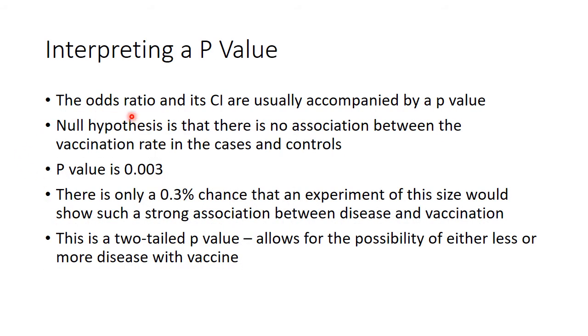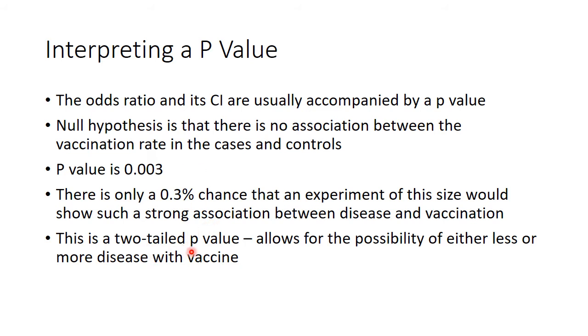So again, the odds ratio and its confidence interval is usually going to be accompanied by a p-value. Again, the null hypothesis in this situation would be that there would be no association between getting vaccinated and the cases of cholera or not, right? So there should be no difference between those groups. And so here we found a p-value of 0.003, which means there's only a 0.3% chance that an experiment of that size would show such a strong association between being vaccinated and not getting that disease, or being unvaccinated and getting the disease. And again, in this case, we'd end up looking at a two-tailed p-value.